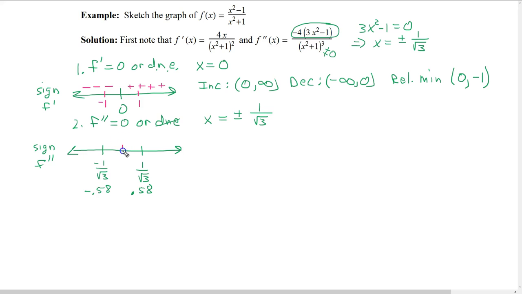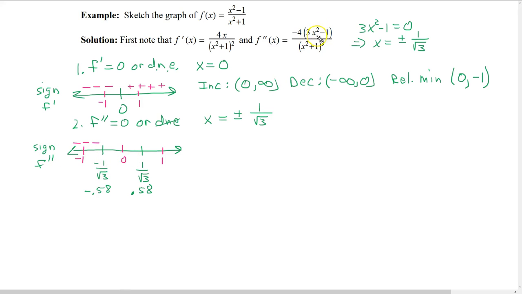So we'll pick some test values like 0, -1, +1. Put these values back into the second derivative up here and see if we get back positive and negative numbers. See what our sign is. So if we put -1 in here for x, we're going to get -4 times 3 minus 1. So that's a positive number. -4 times a positive number, that will be negative. So our function is concave down from negative infinity to -1 over root 3.